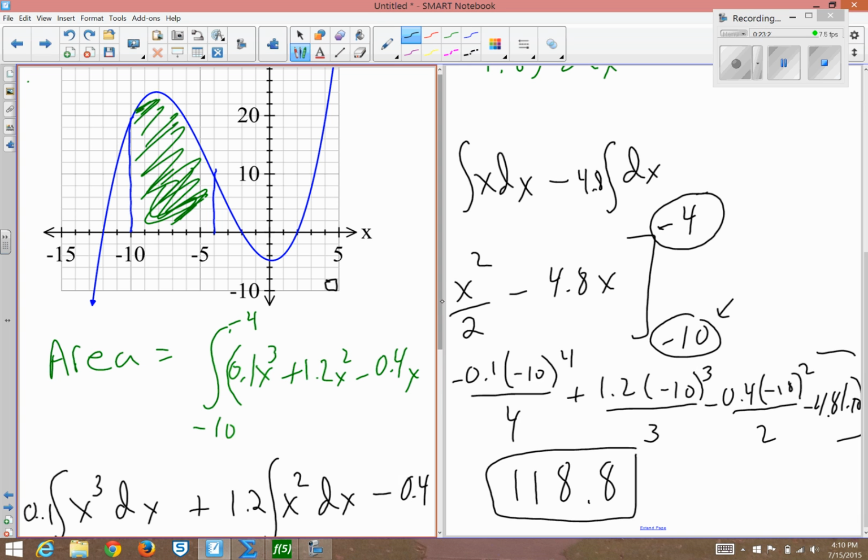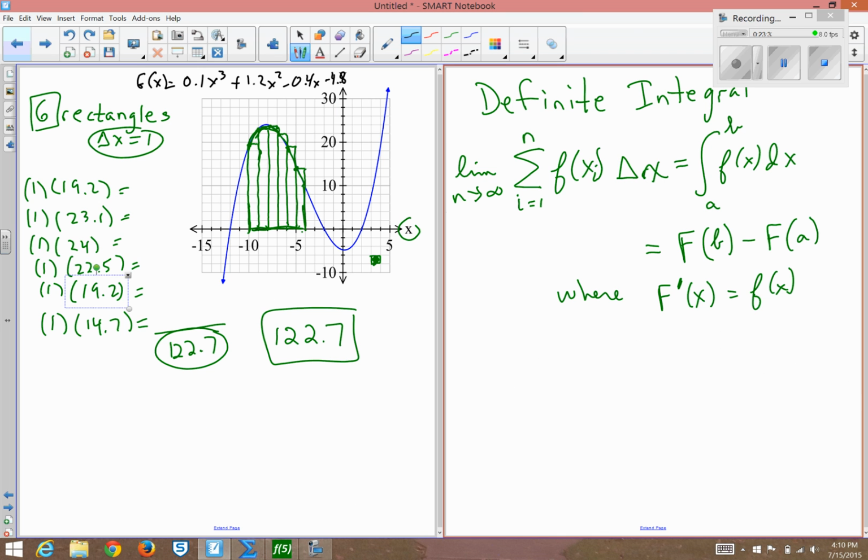So our approximation before, when we made the 6 skinny and tall rectangles, we got 122.7. That's pretty close, but it's a little over, because see how these rectangles, some of them are a little too tall to be the actual area between the curve and the x-axis.